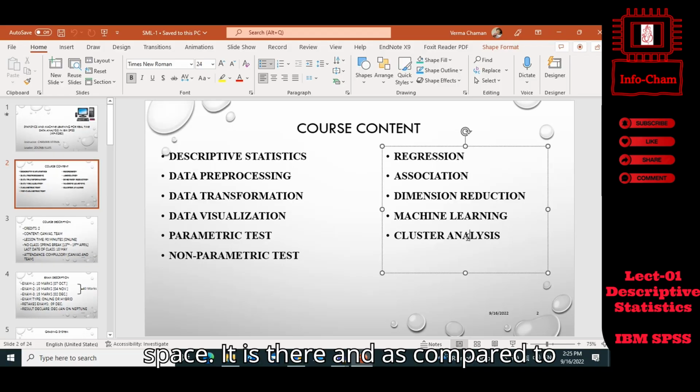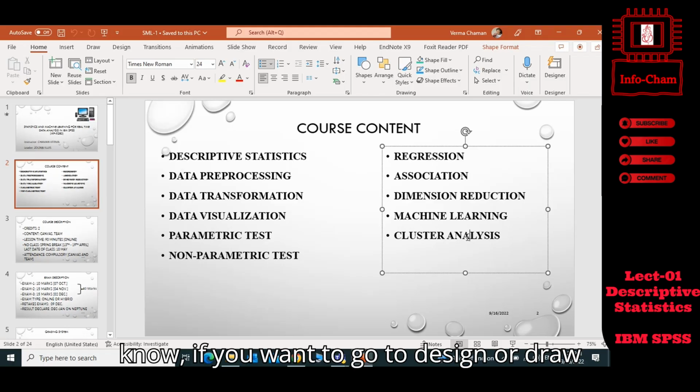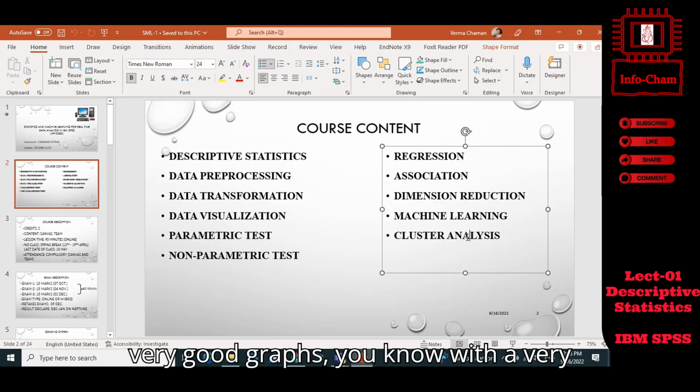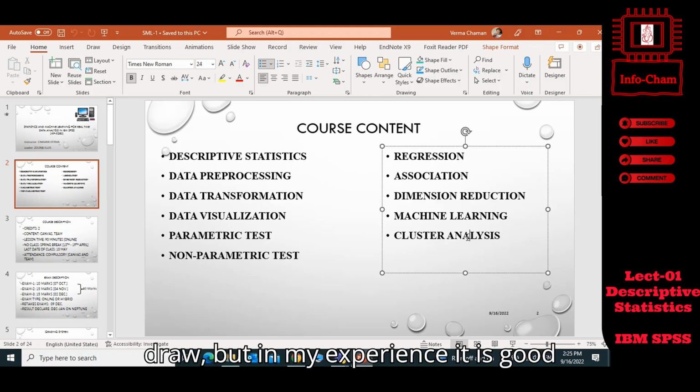It is there, and compared to Python, this is a very good tool. If you want to design or draw very good graphs with high resolution images, it is very nice compared to Python. In Python, yes, we can draw, but in my experience this is better to use. So visualization is very nice in this tool. I'm sure you can get good practice here, and in future it can help you in the company as well as in your data scientist career, if you want to go into this field.